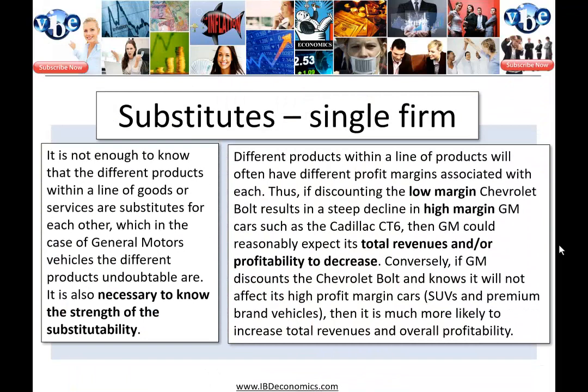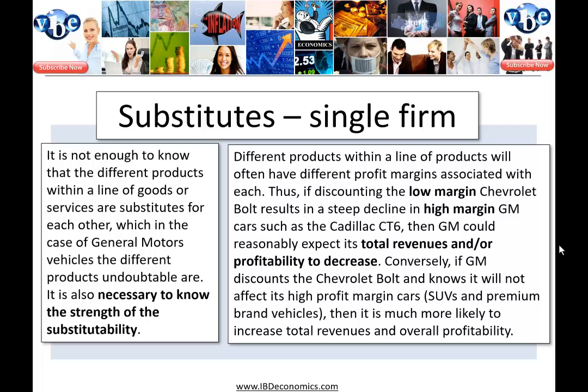So it's not enough to know what the different products within a line of goods or services are substitutes with each other, which in the case of General Motors vehicles, the different products undoubtedly are. It's also necessary to know the strength of that substitutability. Different products within a line of products will often have different profit margins associated with each.